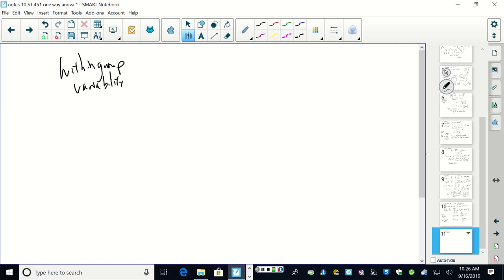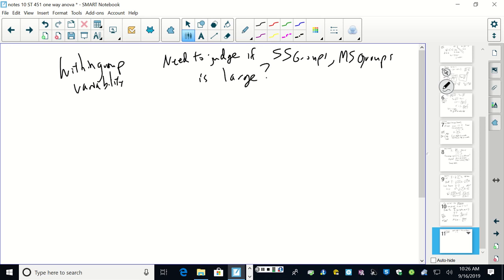And so we need to be able to judge if the sum of squares groups, and then the mean square groups associated with that, is large. Is it larger than chance would say it should be under the null hypothesis?